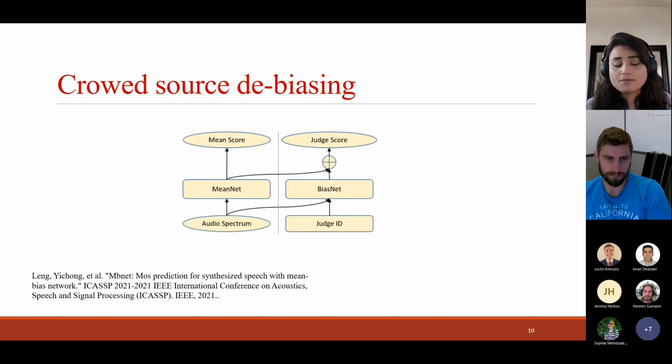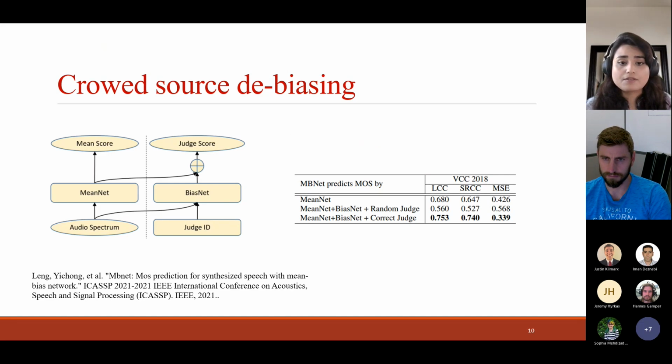So going to the first problem, there is a recent paper which tried to estimate the judge score aside from the mean opinion score. This paper had an additional network which gets the audio spectrum and also the judge ID, and then uses this to predict the judge score. But in this paper, they showed that in the test set, when they input the correct judge IDs, they get improvement. But if they input random judge IDs, they do even worse than the baseline model.